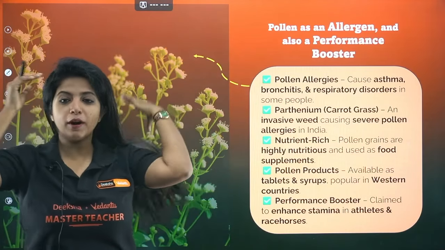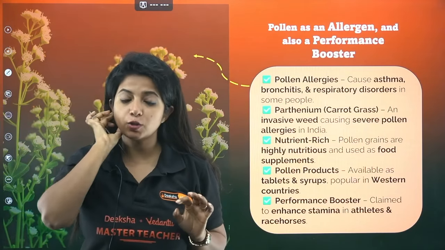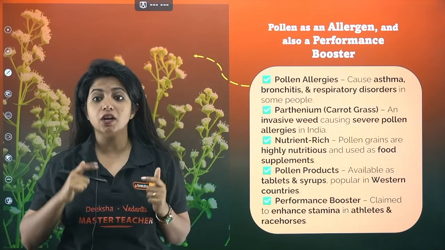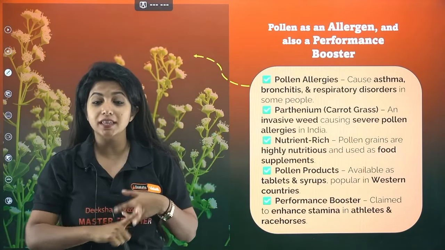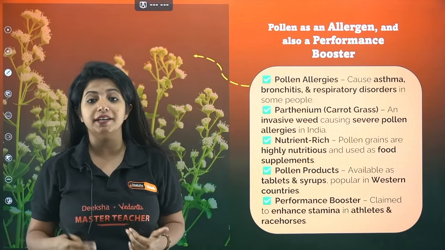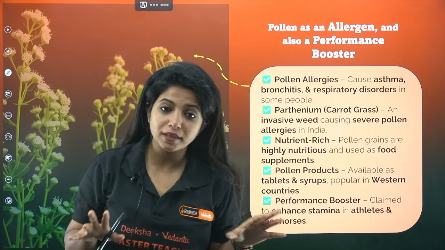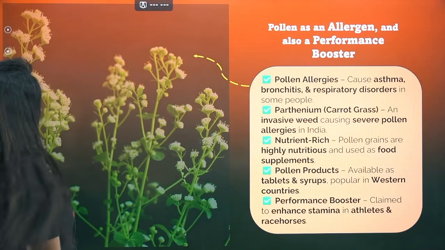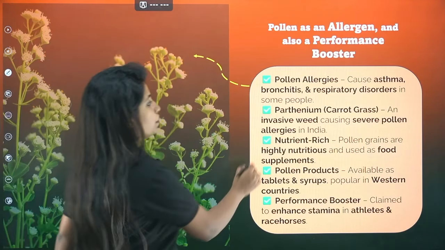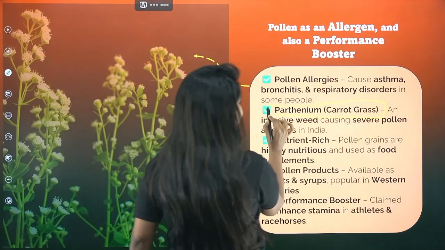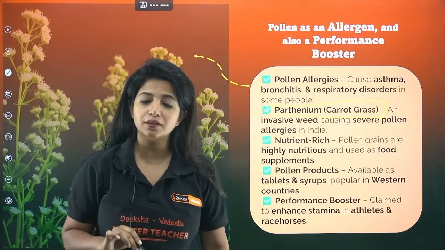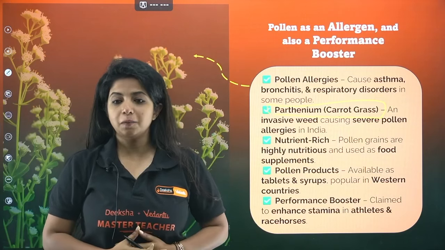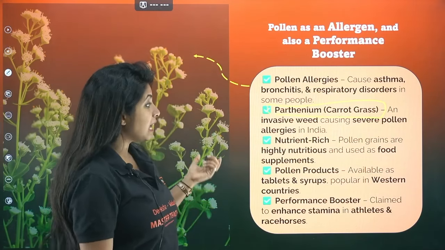Now we'll go ahead with pollen as allergen and also a performance booster. Pollen grains are really tricky. They can cause allergies, asthma, bronchitis, and respiratory issues as well. The most common cause is Parthenium grass, a wild thing that goes around. You also call this carrot grass. This is an invasive weed. We brought it from somewhere because of its beauty and now it's a weed. It does not allow other plants to grow.